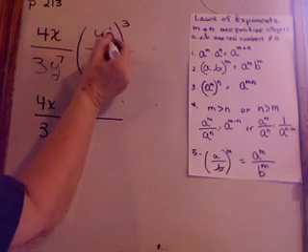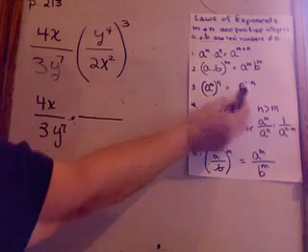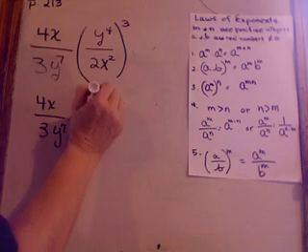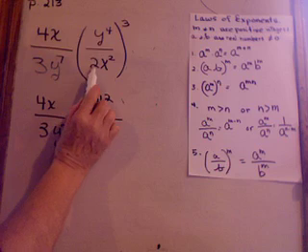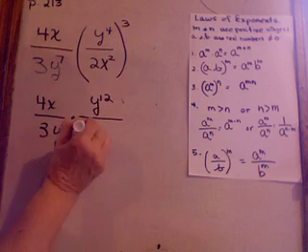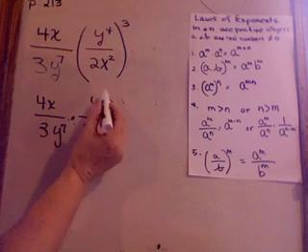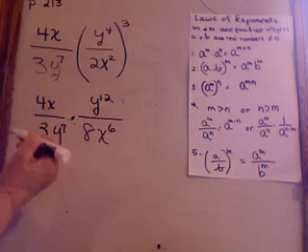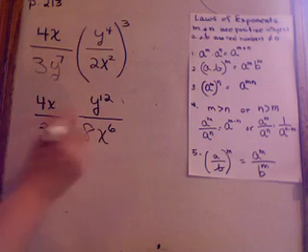So it's y to the 4th to the 3rd. So power to a power, multiply those. So 4 times 3 is 12, so that's y to the 12th. On the bottom, I have to cube this, so 2 to the 3rd, 8, x squared to the 3rd, x to the 6th. Multiply the exponents, right? Now, what can I do?